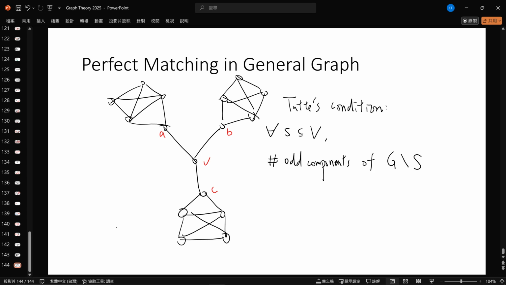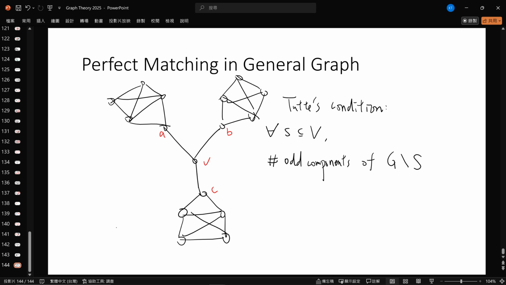So the check that I'm going to consider is first remove the subset from the graph. Okay, so for example, we can remove this vertex v from the graph. And after we remove this v from the graph, we also remove the incident edges. Okay, so after we remove v and these 3 edges, the number of odd components in this graph will be 3.